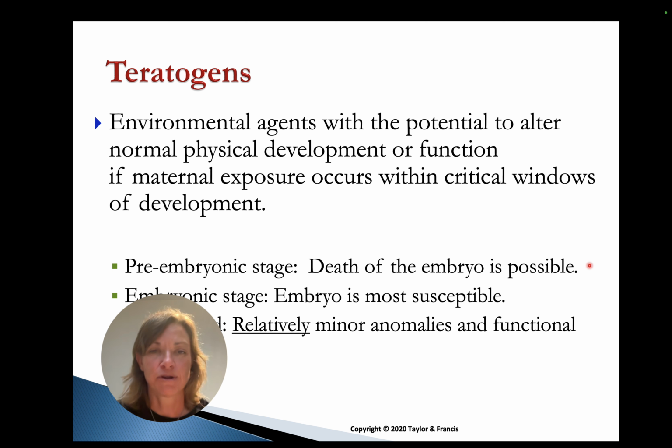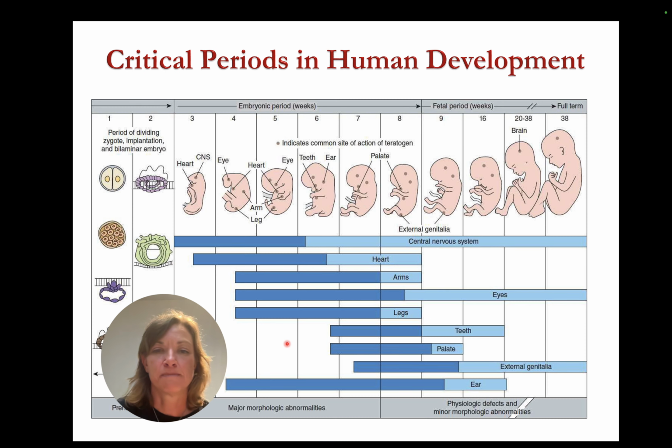As we said on the previous slide, in the pre-embryonic stage, death of the pre-embryo, should say, is possible. In the embryonic stage, the embryo is most susceptible to the influence of teratogens. And in the fetal period, the impact of teratogens is relatively minor. Now, I've underlined relatively. What's minor is the morphological abnormalities, so the things you can see with your eyes. Though impacts of teratogens in the fetal period are relatively minor compared to the embryonic period.